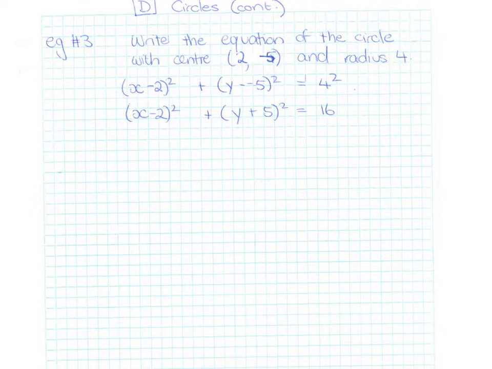X take A all squared plus Y take B all squared equals R squared. That's the equation of a circle. Okay. Yeah. I got told that the radius is 4. Who told you that? I told myself that. Okay. Therefore, that becomes 4 squared at the end.